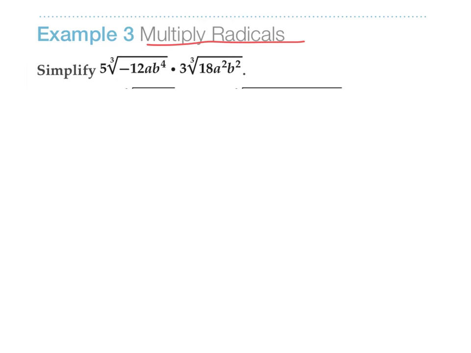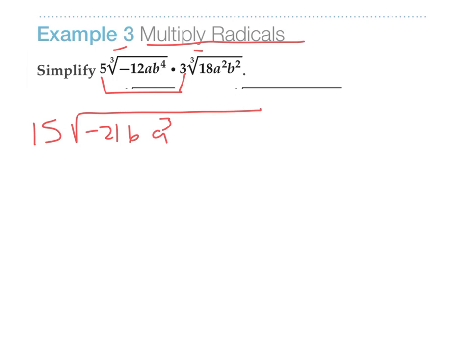To multiply radicals, we just need to have the same root, which they both have, the cube root. So we can multiply the 5 times the 3, because they're on the outside. Then we can multiply what's inside the radical. Negative 12 times 18 is negative 216. And then a times a squared is a cubed, because we add exponents, and b to the 4th times b squared is b to the 6th.